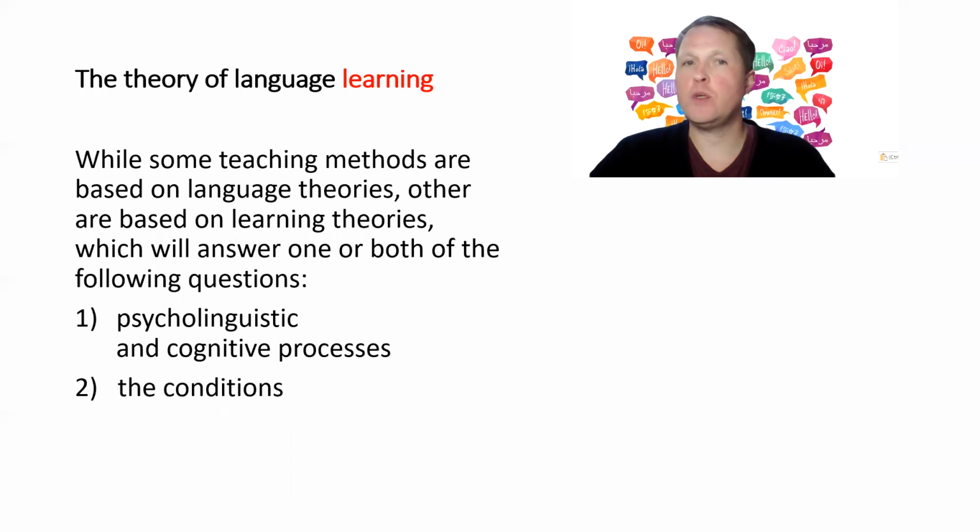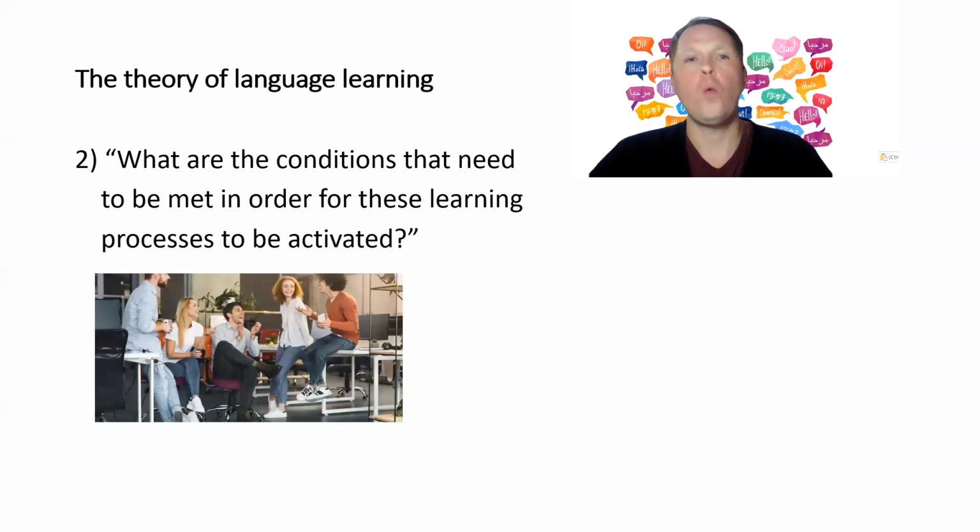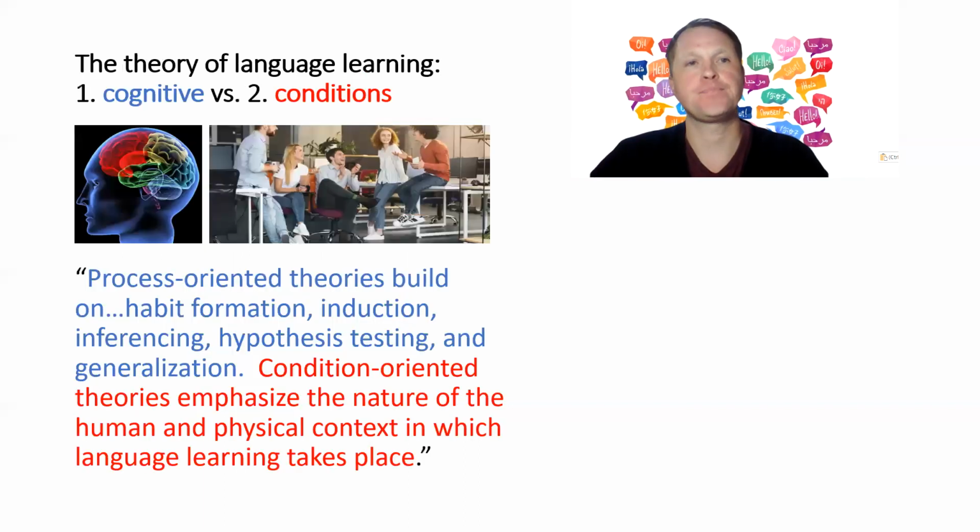And then there's the theory of language learning, which answers one or both of the following questions. The first question is about psycholinguistic and cognitive processes, and the second is about conditions. So specifically, one, what are the psycholinguistic cognitive processes involved in language learning? What goes on up here? And two, what are the conditions that need to be met in order for these learning processes to be activated? What goes on out here? So again, you have cognitive and conditions.